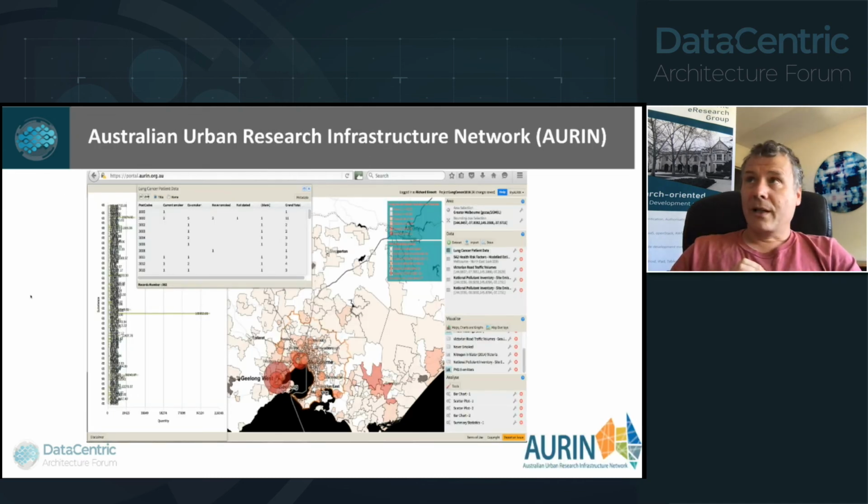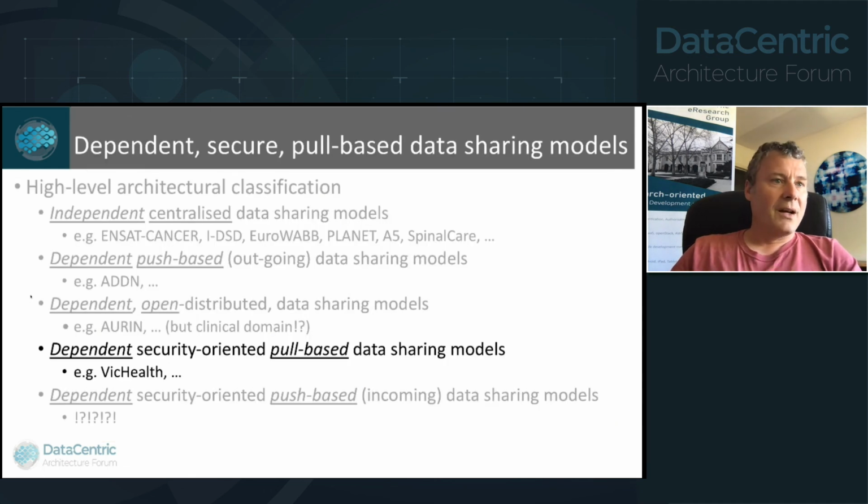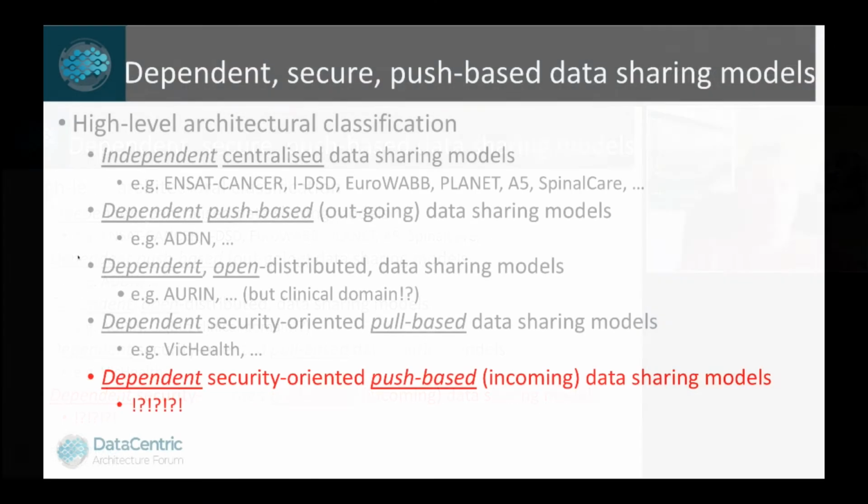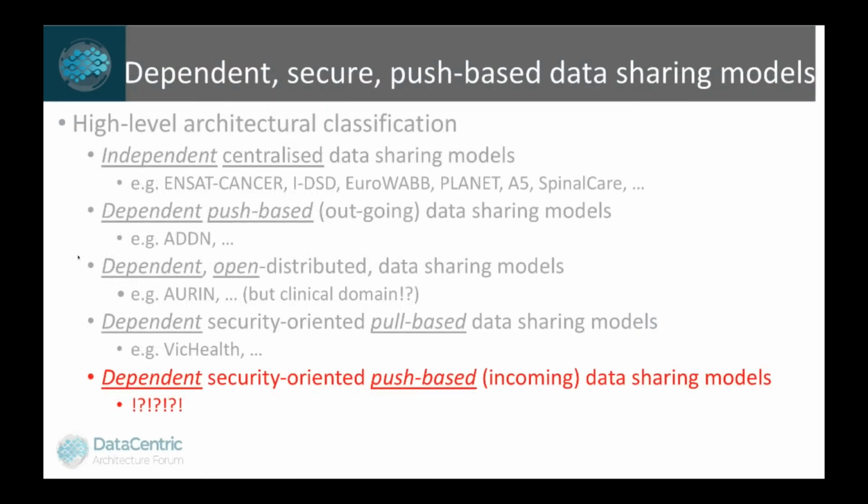Very rapidly, because I'm running out of time, there are two other models which I'll briefly talk about. One of them is this notion of a pull-based query. So we've worked with organizations that have unit level data, and they don't want that data to be released for obvious privacy reasons. One example here is VicHealth. They run a survey. This is a Department of Health in Victoria. There's 25,000 people each year that are interviewed about, do you drink, do you smoke, when was the last time you went to the cinema?